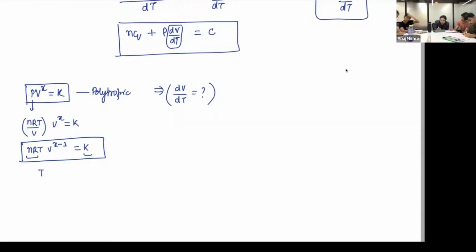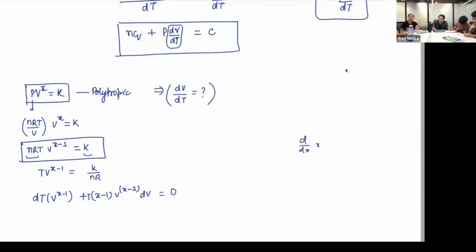Do this: write PV power x minus 1 is K by nR. That will work. Differentiate this: dt times V power x minus 1, plus x minus 1 times V power x minus 2 dV, times T, is 0. Do you agree with this first of all? Any difficulty? You should know d over dx of x power n is n x power n minus 1. I'm just putting the value of that.